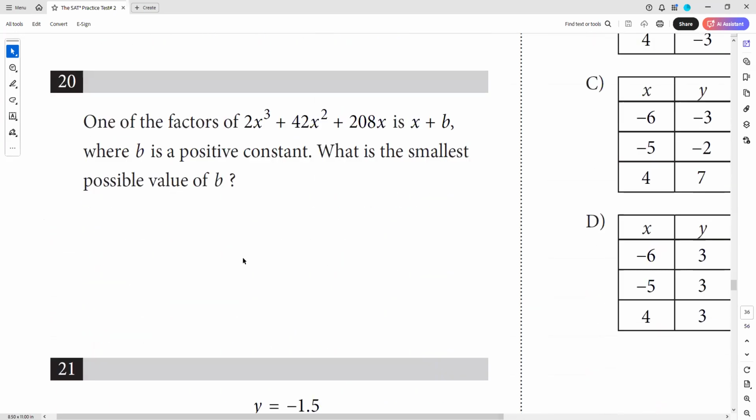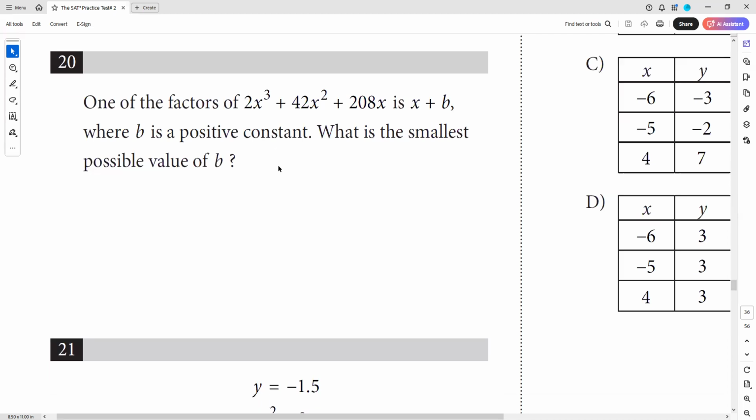Okay, so let's do 20. All right, 20 says that one of the factors of that trinomial is x plus b, where b is a positive. What is the smallest possible value of b? So factors means we need to factor that trinomial.